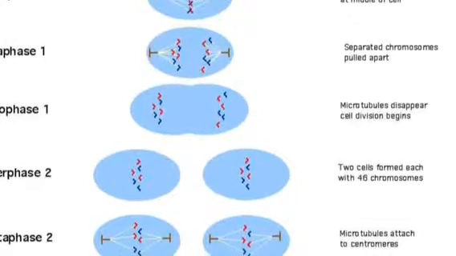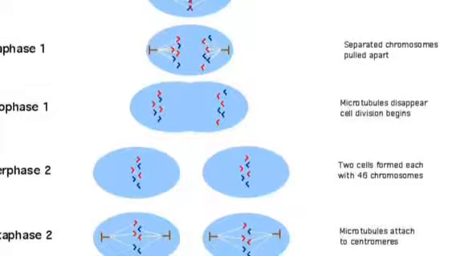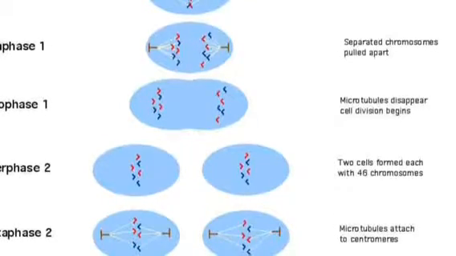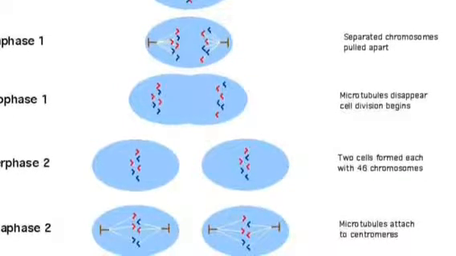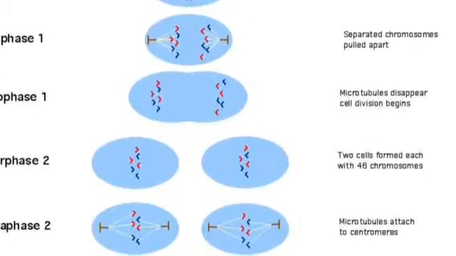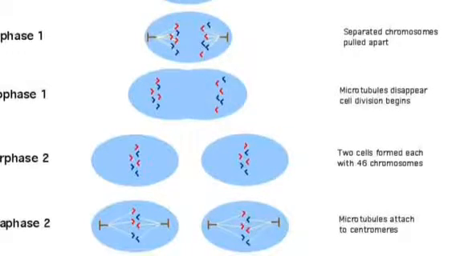Then it goes to meiosis 2, which is still part of meiosis. It goes to prophase 2, where the chromosomes become visible. They do not form tetrads because there are no homologous chromosomes next to each other. Then there's metaphase 2, where the chromosomes line up in the middle.